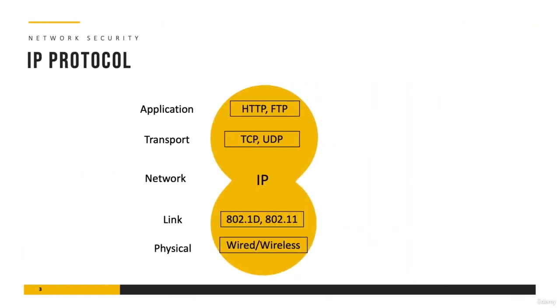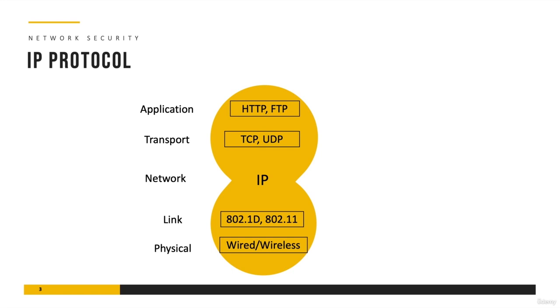Another important thing to understand is this hourglass figure. As we discussed previously, the TCP/IP protocol stack has multiple protocols at different layers. For instance, at the application layer, we have HTTP, FTP, SMTP, and many others. Similarly, at the transport layer, we have several protocols such as TCP, UDP, and there are others as well.